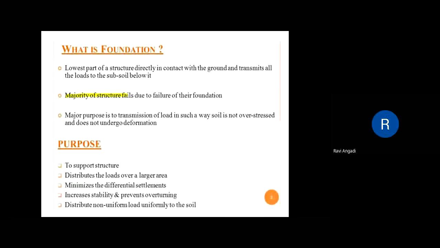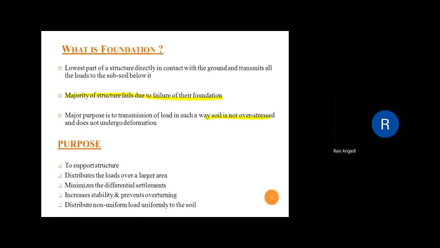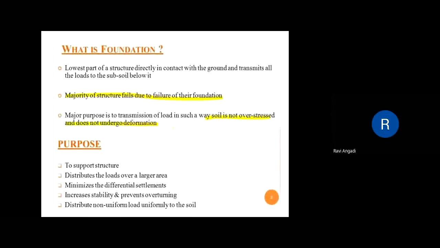The major purpose of constructing a foundation is to transmit the loads in such a way that the soil is not overstressed and does not undergo any deformation. In such a way, you need to design the foundation. For that purpose, we calculate the bearing capacity of the soil. Whatever load comes on the foundation should be lesser than the bearing capacity of the soil.